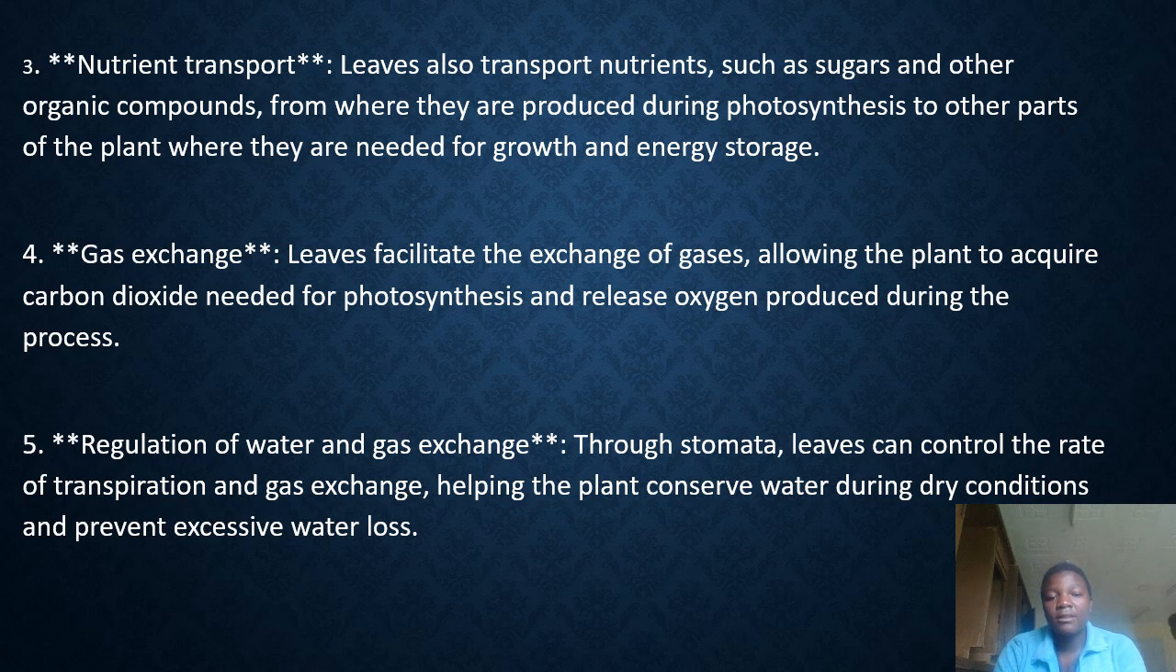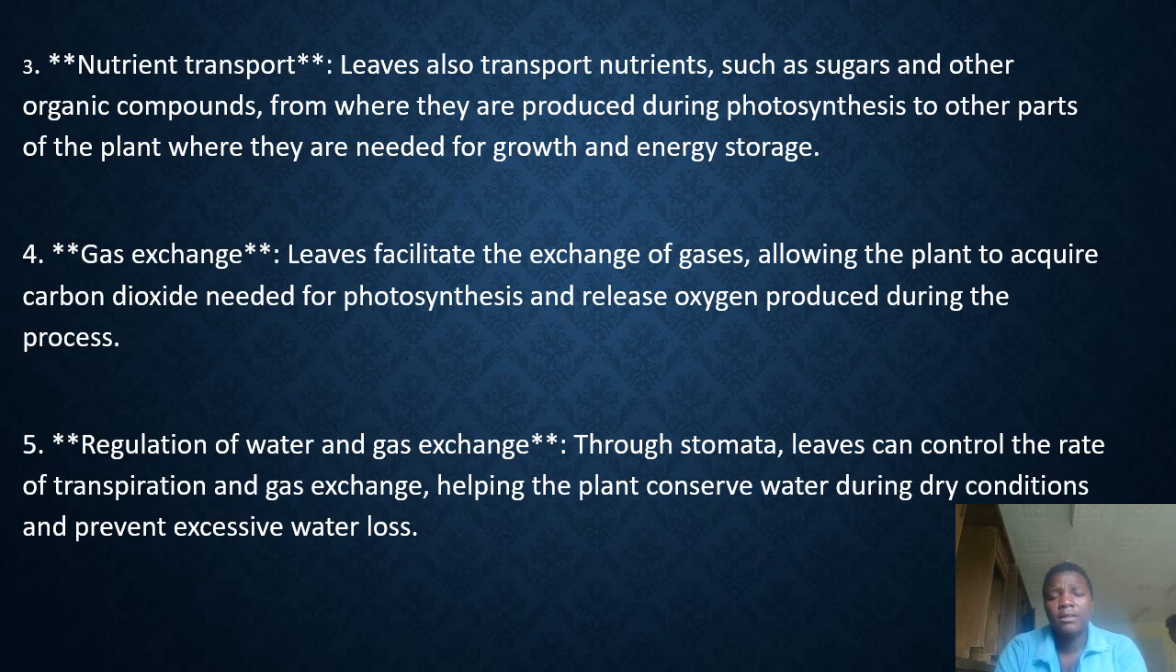So we find that carbon dioxide is important for photosynthesis, and the byproduct released after the process has occurred is oxygen. Oxygen is needed by animals during gaseous exchange as an important product during the process. Another vital role is regulation of water and gas exchange.